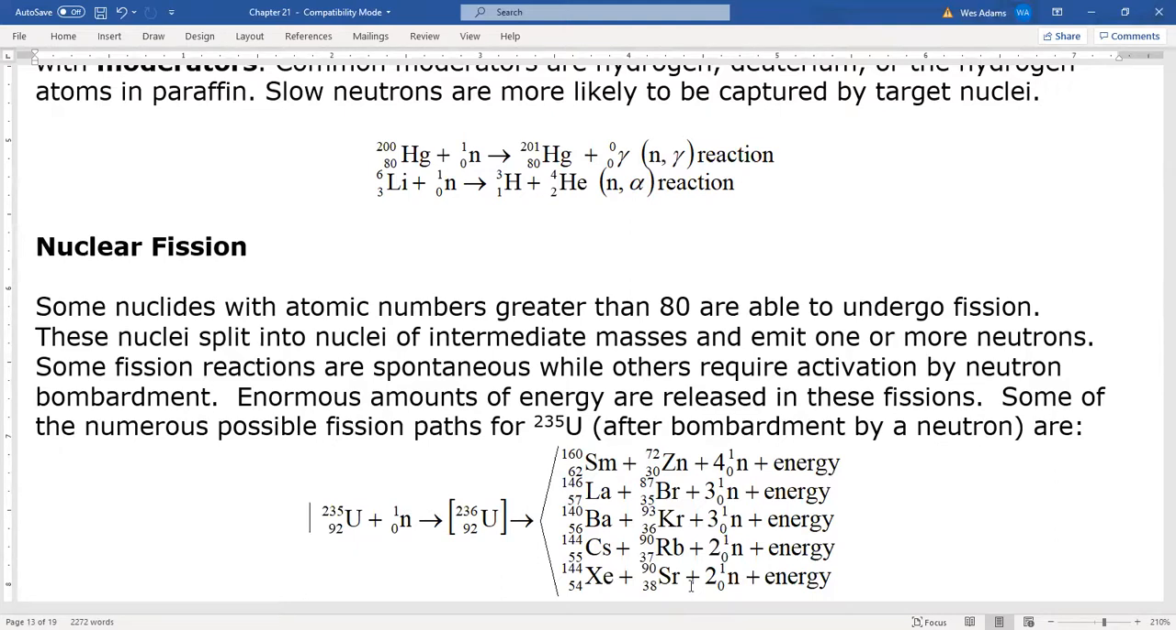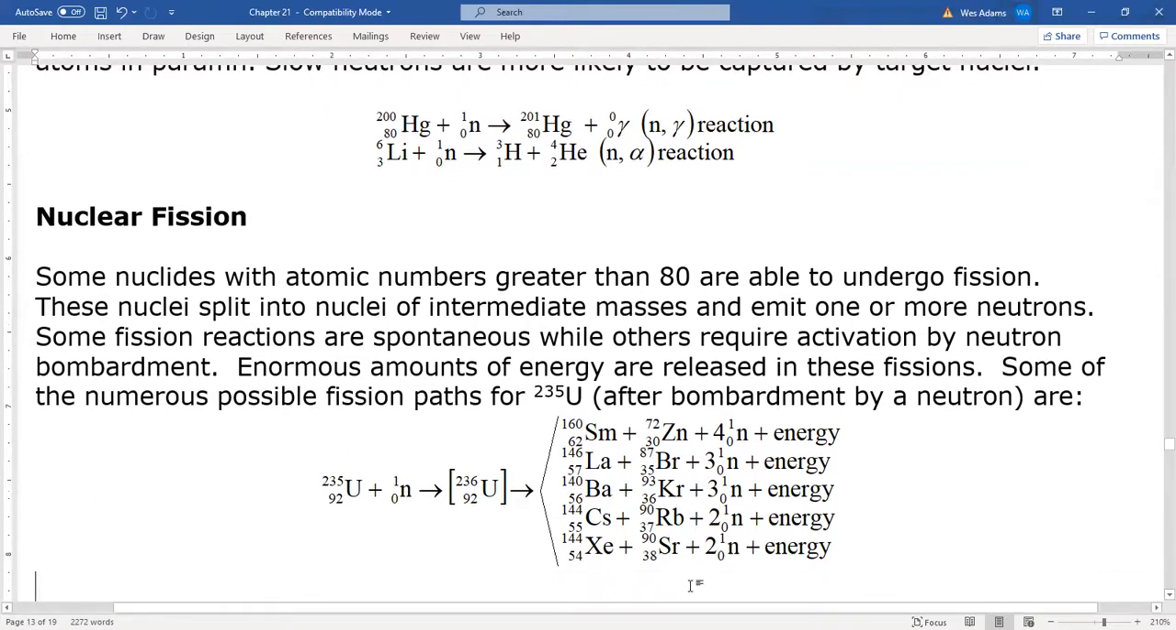Uranium-235, if you bombard it with a neutron, you temporarily get uranium-236, but it splits up any of several different ways, and that's not really an all-inclusive list. But you get a large amount of energy, and you get neutrons that can then cause other fission reactions that keep the energy going. So in a nuclear reactor, in your nuclear power plant, you can keep that energy going and continually produce power.